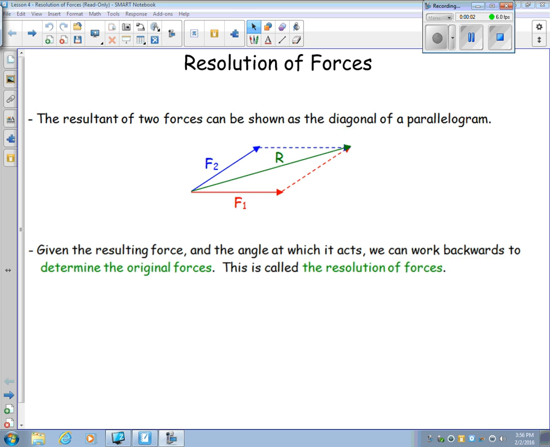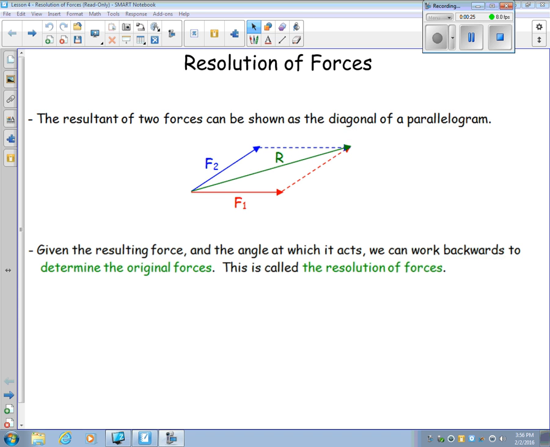Today we're going to look at the resolution of forces. The last 2 days we've been taking vectors and adding them together, creating a resultant, the result of two smaller vectors, and basically the diagonal of the parallelogram, right? Our objective today is to sort of work backwards. We want to resolve, figure out what two initial forces produced this resultant.